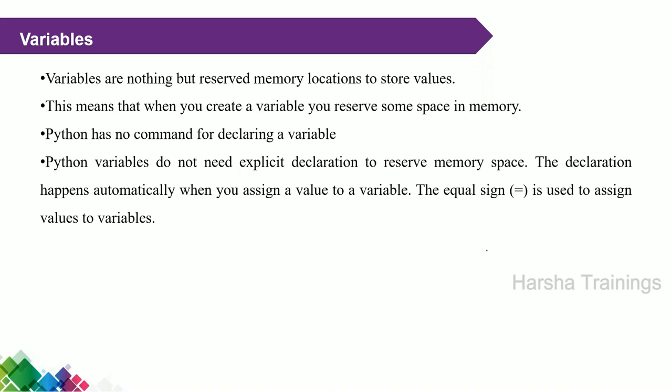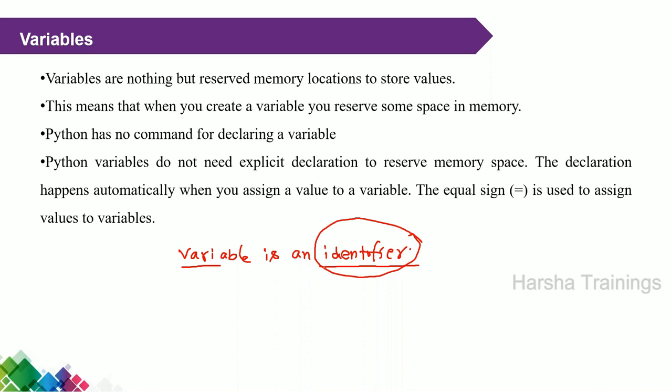Simply, a variable is an identifier. First of all, remember the name. Variable is an identifier. What is the meaning of this? Whenever you say a variable is an identifier, the properties of an identifier are applied to the variable. That is, we give the name of a variable based on the rules of an identifier.